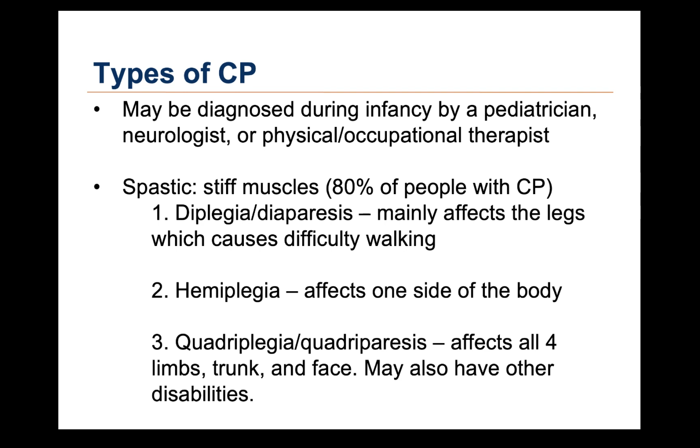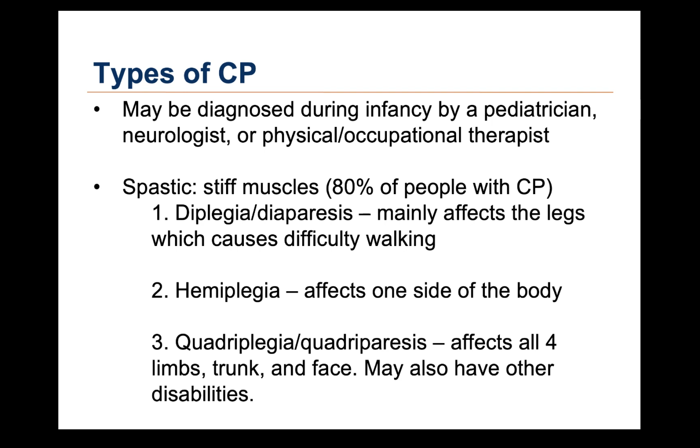Hemiplegia affects one side of the body. It is caused by damage to one side of the brain. For example, the right arm and right leg may exhibit spasticity because the left side of the brain has been affected. This might affect a person's ability to walk.